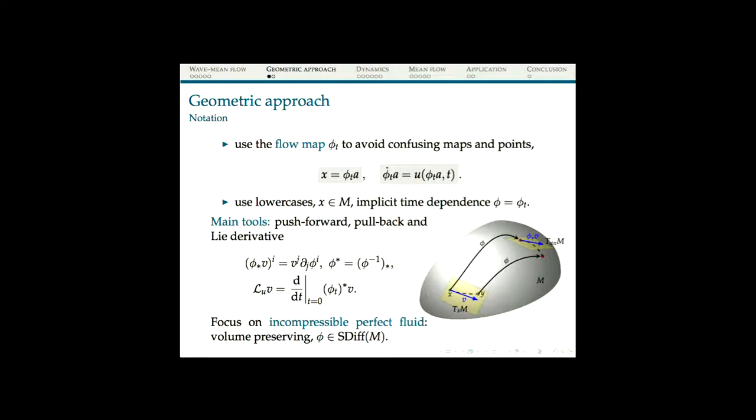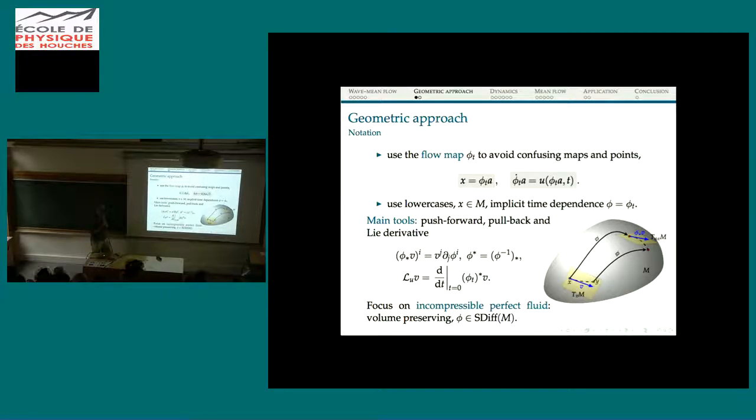Yep. Where does u come in? Oh, sorry. Okay. So where's the u in the Lie derivative? Yeah. So phi and u are related in this way. So u is the velocity corresponding to phi. Okay. Thanks.